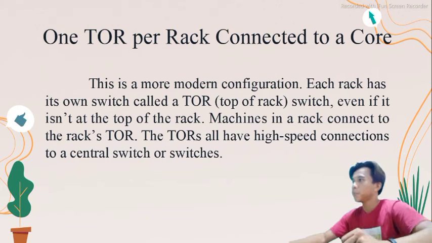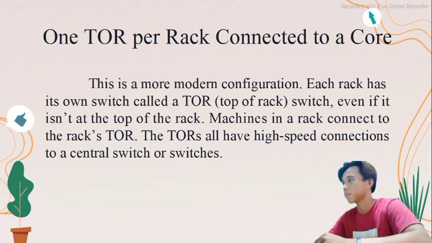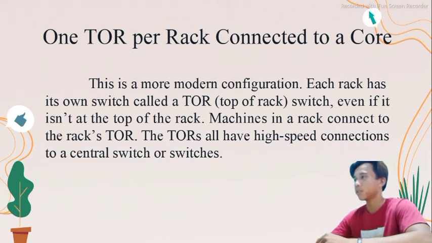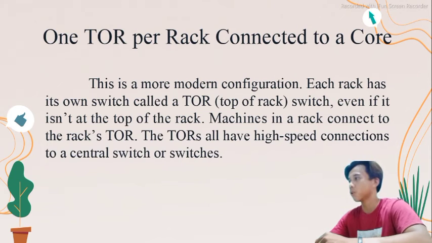One Tor per rack connected to a core. This is a more modern configuration. Each rack has its own switch called a Tor switch. Even if it isn't at the top of the rack, machines in a rack connect to a rack's Tor. The Tors all have high-speed connections to a central switch or switches.